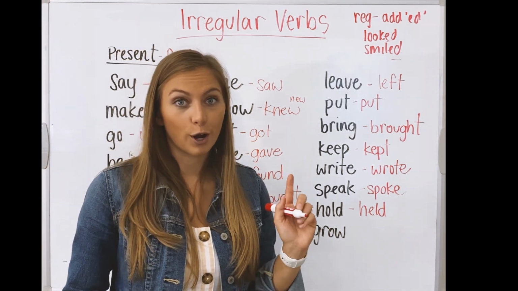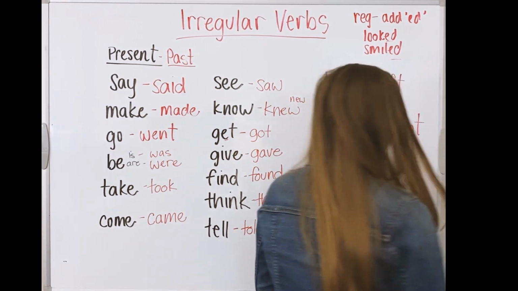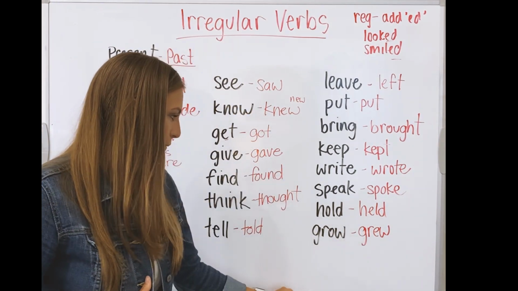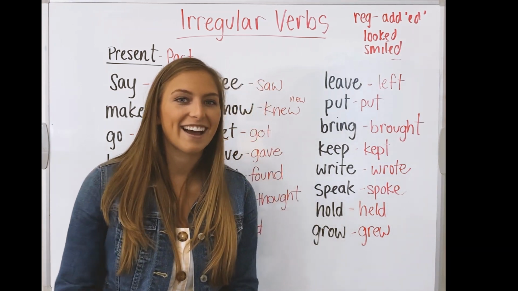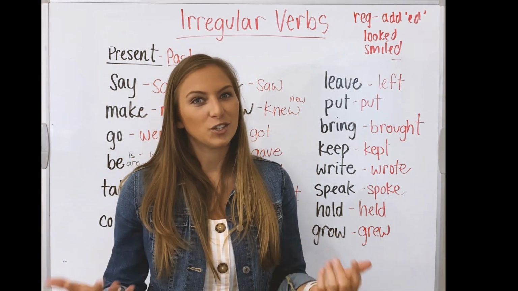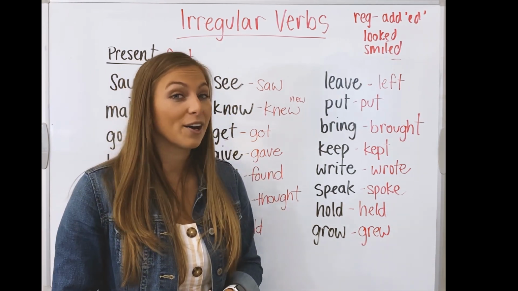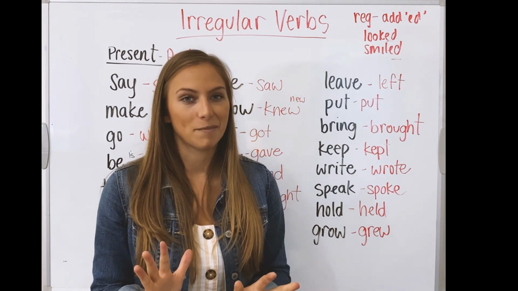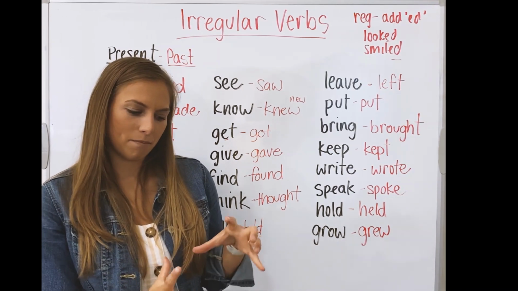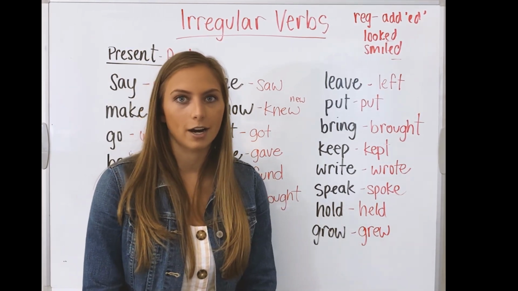And lastly, grow. Grow is grew. Again, the vowel changes. Grew. Okay, I have a garden. I love to grow vegetables and flowers. It's fun during the summertime to watch them grow. So last year, I grew watermelons for the first time. I love watermelon. So I grew them, and I had maybe five watermelons this big. They were delicious. So I can say I grew watermelons in my garden last year.